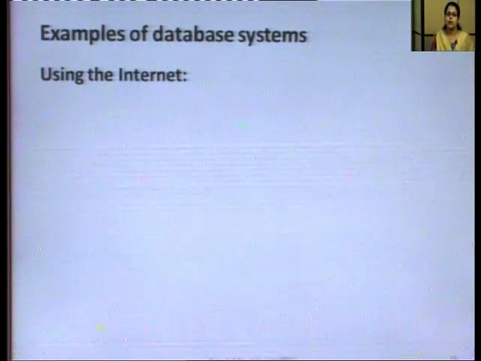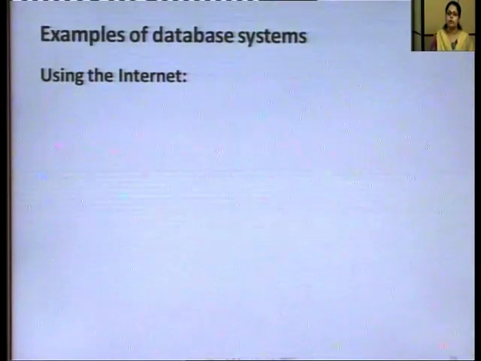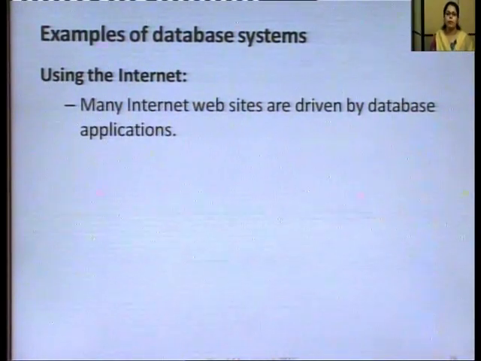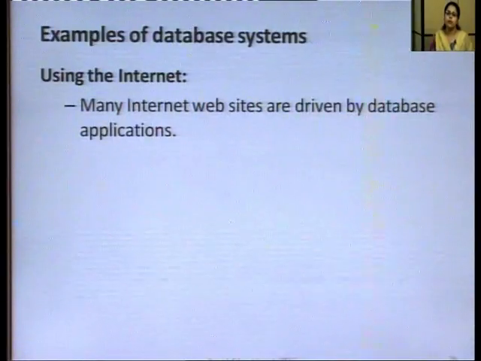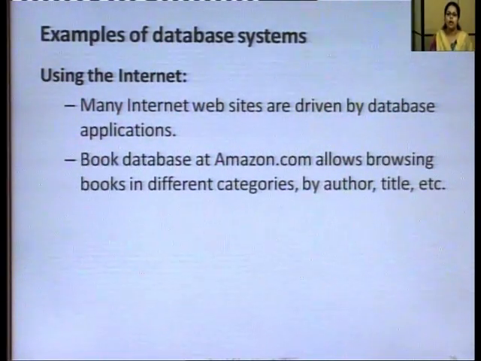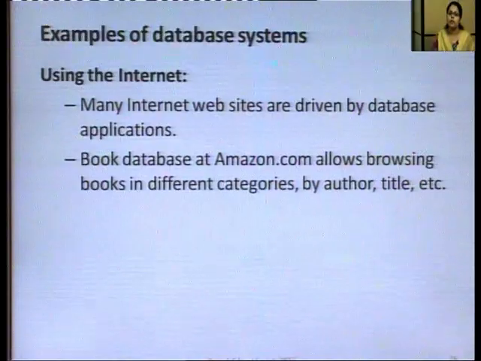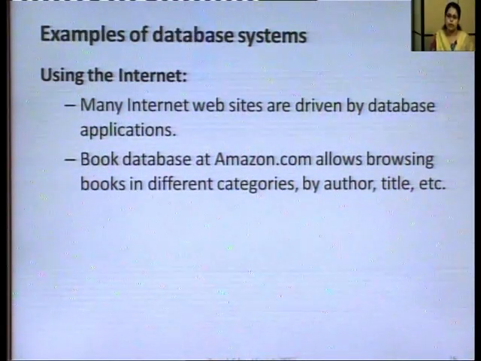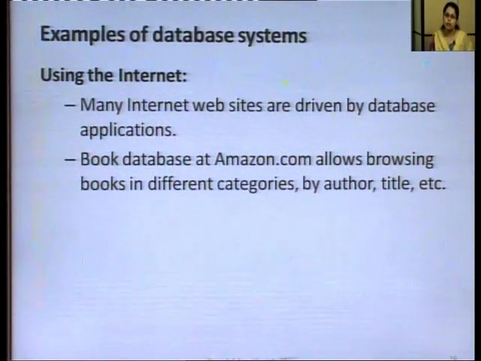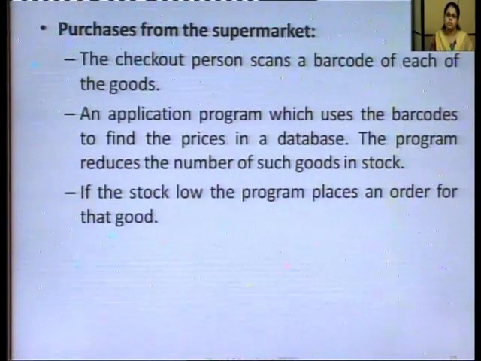Examples of database systems: for example, we use the internet. There we use database systems. For example, many internet websites are driven by database applications like Amazon.com. There we can find a book database which allows us to browse books in different categories, for example by author, by title. We can also buy books or any other items online, which is also based on database systems.